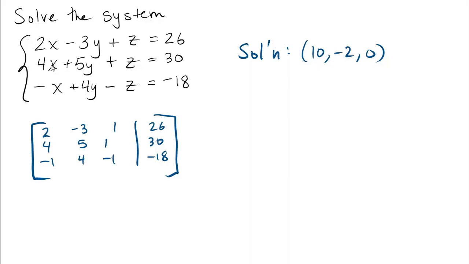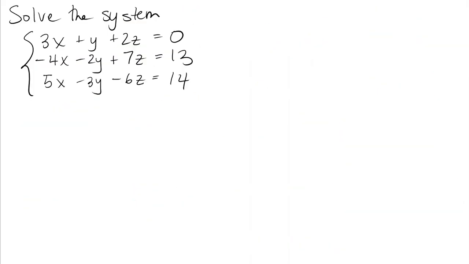4 times 10 is 40. 5 times negative 2 is negative 10. 40 plus negative 10 plus 0 is equal to 30. Yeah, this works. Let's try another.